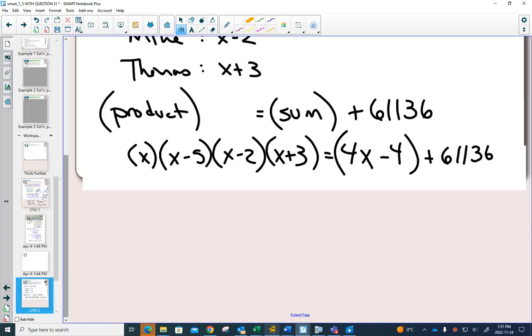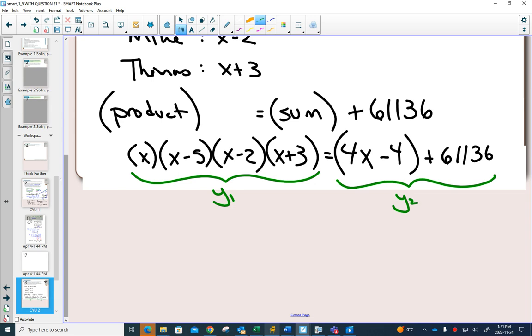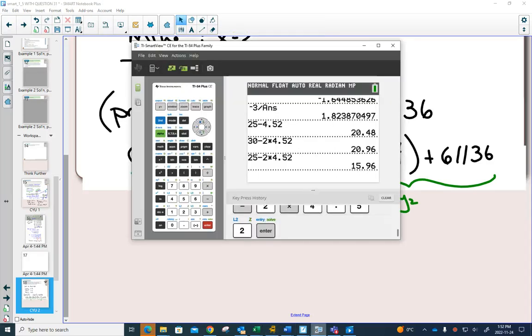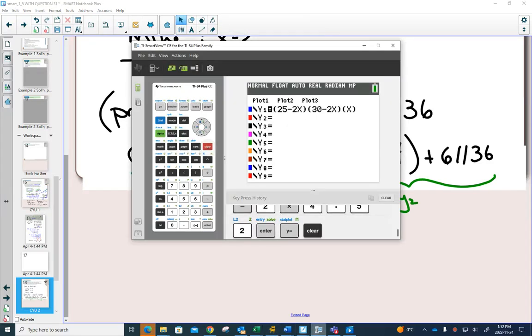And what we're going to do as a new technique is we are going to put this equation on the graphing calculator into one and this side into the other. Same thing in Desmos, you're just going to write two graphs, one with the left and one with the right. If you do that, it's going to look like this. Back to my y equals, clear this out.